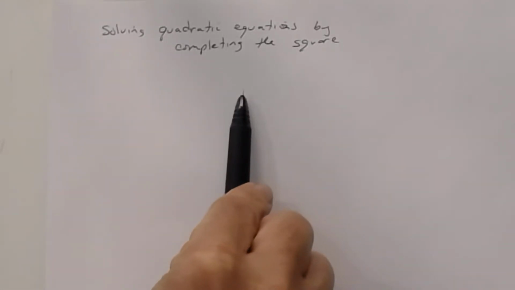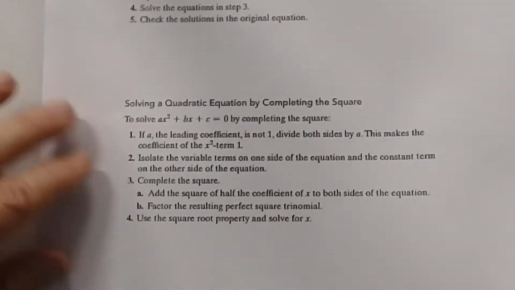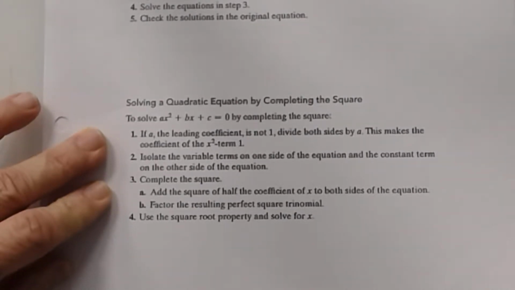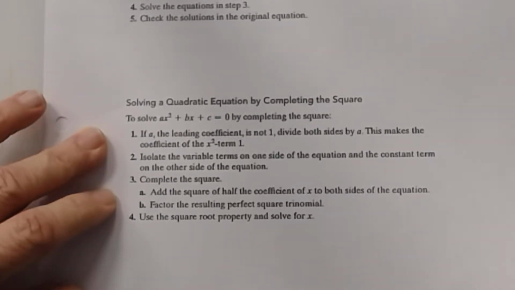And there are two methods that you can use when you have a quadratic equation that cannot be solved by factoring. And that's completing the square and the quadratic formula. Now, completing the square is a lengthy process. Notice right here, there are 4 steps that you need to be able to do in order to use completing the square.